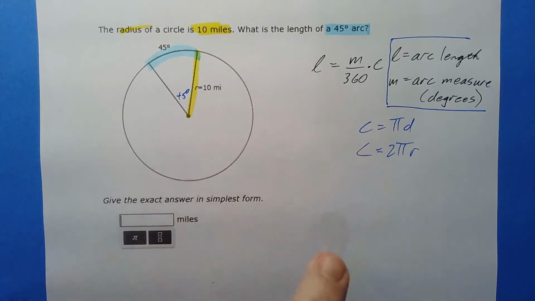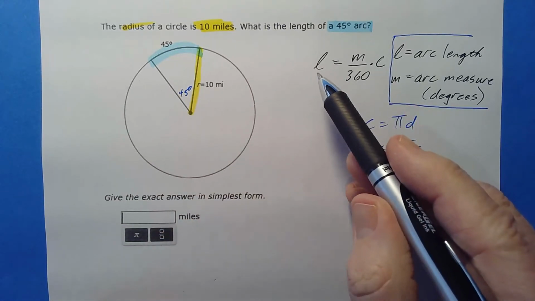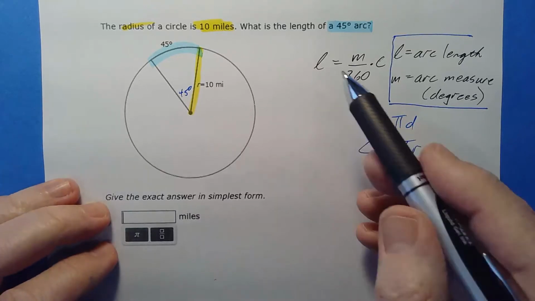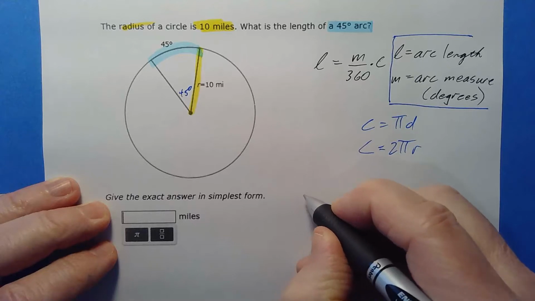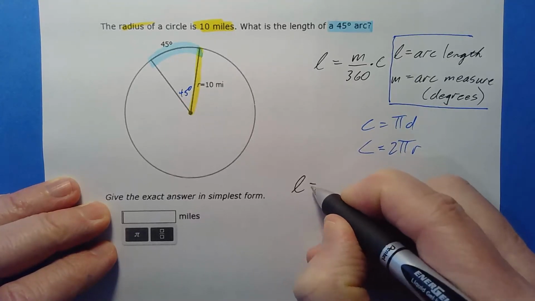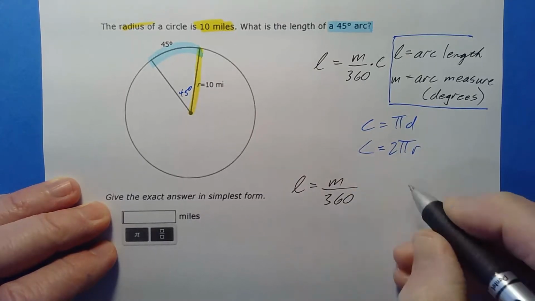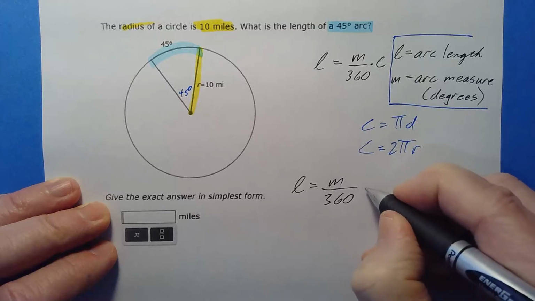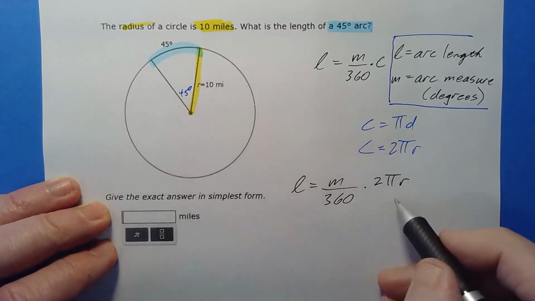So what I'm going to do is start substituting these back into here. Again, I'm trying to find the arc length, so I like this version of it. That's simple, it's easy. So let's start putting things in. I'm going to rewrite this with this version of the circumference: L equals M over 360, and then again my circumference, 2 pi r. Okay, now I'm all good.